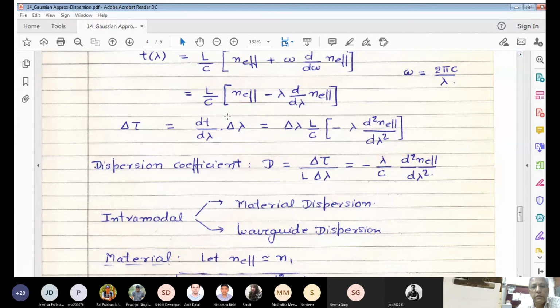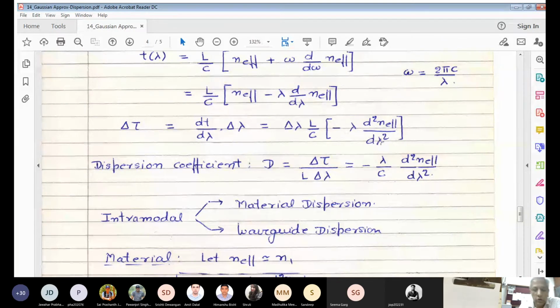So even if you launch an impulse, what is the broadening of this impulse? Suppose delta lambda is the bandwidth of the pulse, and the rate of change of t with respect to lambda multiplied by bandwidth would be the broadening in the pulse. So this would be delta lambda L by c into minus lambda d square n effective by d lambda square. If you differentiate it, first you differentiated the product of two functions, so the first term will cancel, and what you will get is the second derivative only: minus lambda d square n effective by d lambda square.